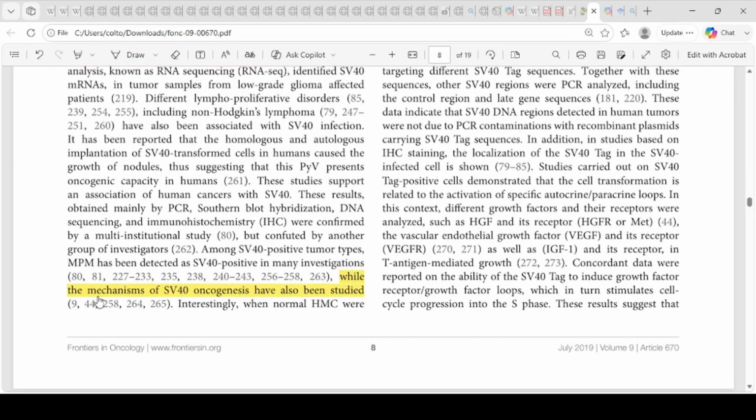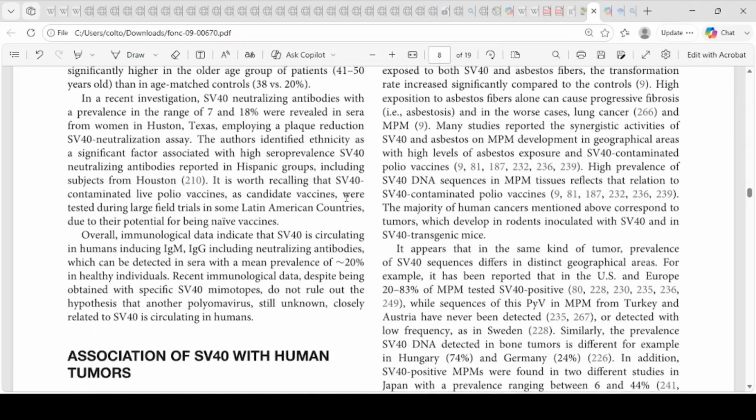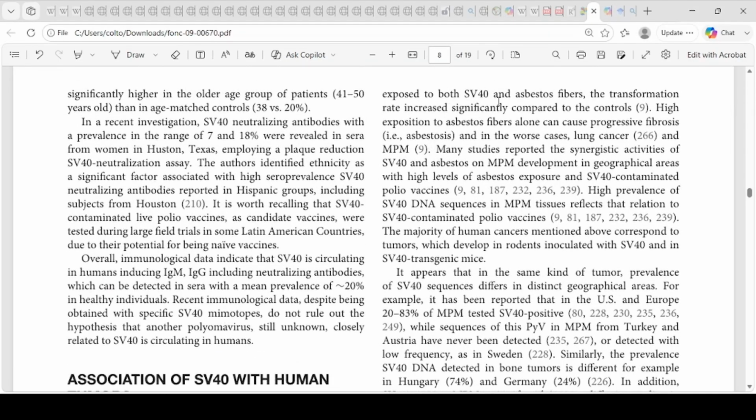And they say, again, the mechanisms of simian virus 40 oncogenesis, again, that means formation of cancer, have also been studied. So they talked a little bit about that earlier. We didn't really cover it, but the point is there's layers of evidence that simian virus 40 causes cancer in humans. One, it's been shown in animals. Two, it's been shown in certain cell culture experiments. Three, it's associated with tumors in humans. And four, there's a lot of mechanistic evidence for how it could be doing it.